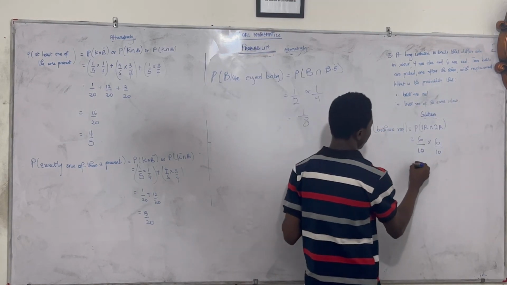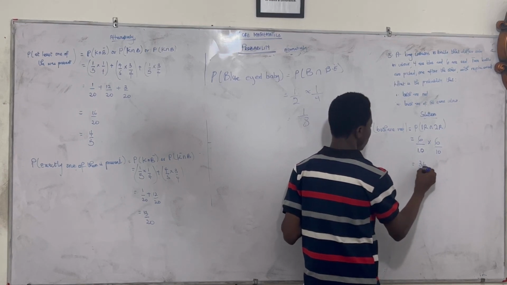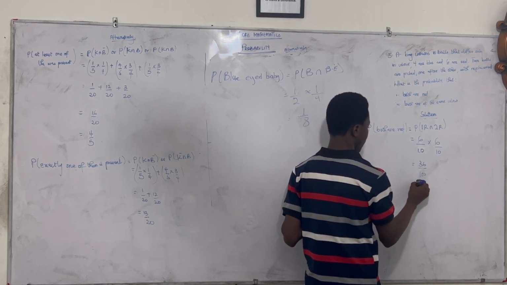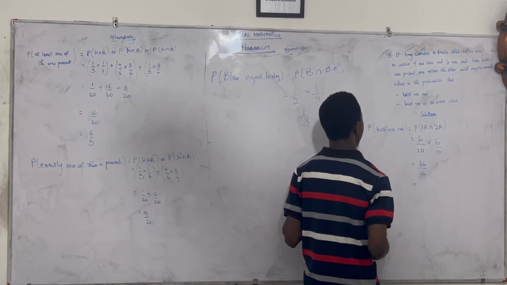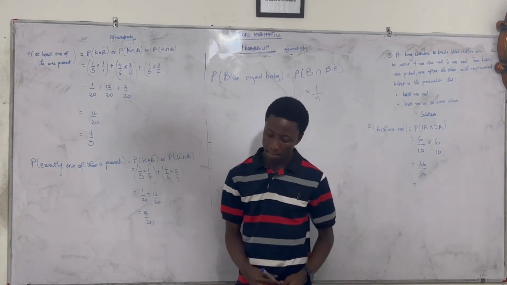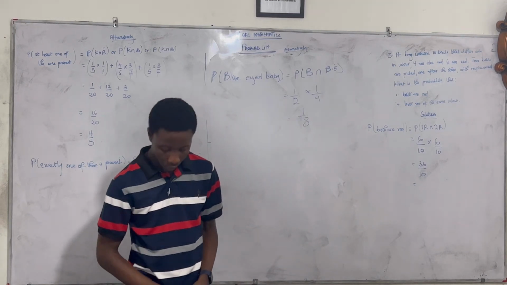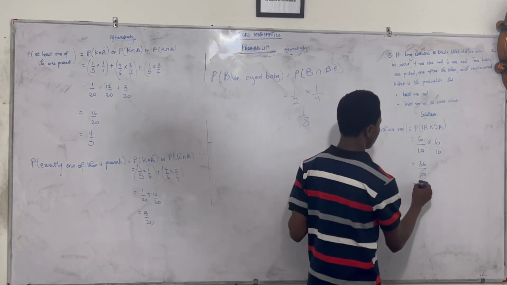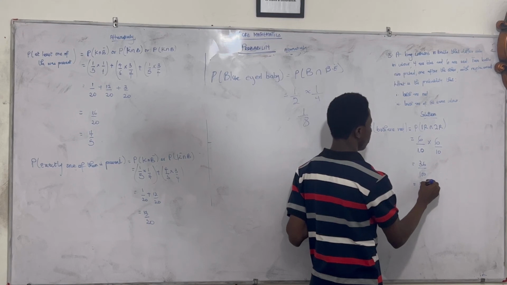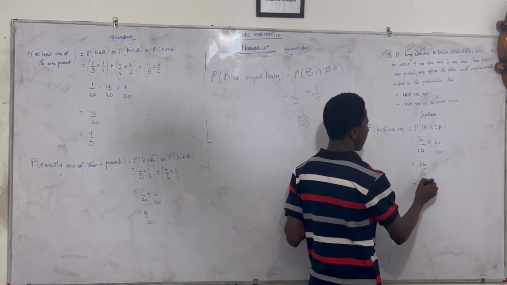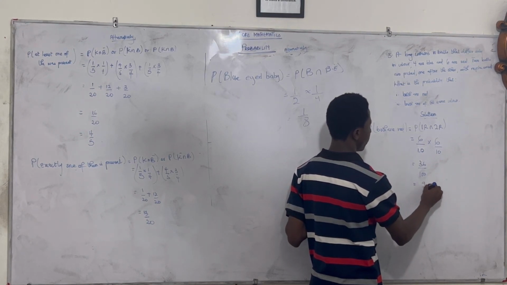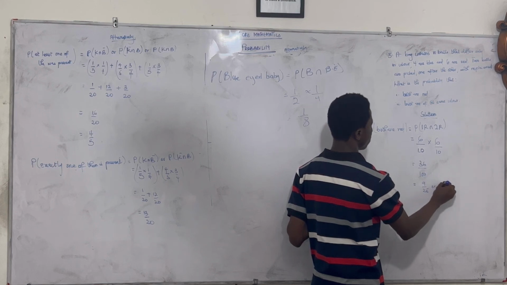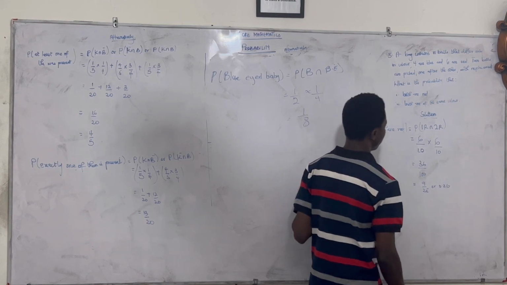That's how the multiplication will be when you've been told without replacement. That will be 36 over 100. What's the answer? Is that it? Okay, give me the decimal. 9 over 25, yes. Alright, or 0.36.